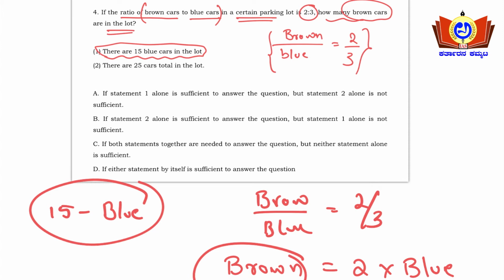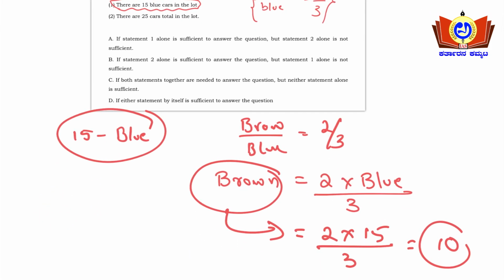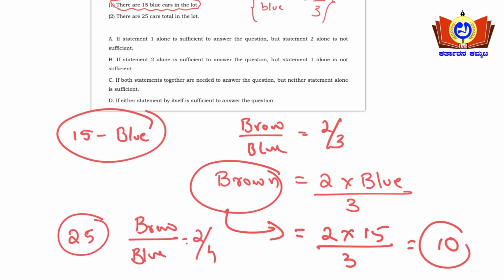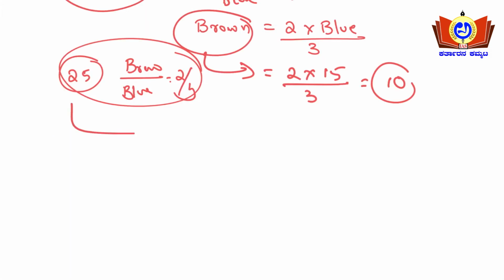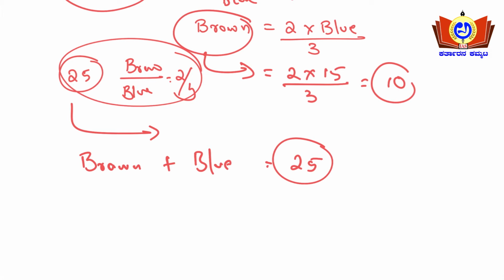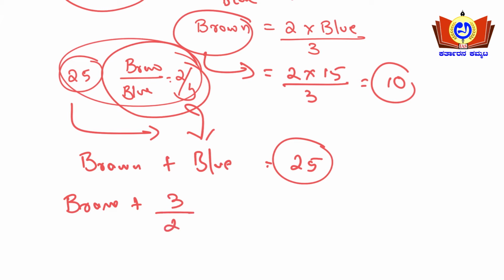Statement 2 also we need to check here, friends. There are 25 cars in total, and we know that the brown to blue ratio is 2 upon 3. That is, 25 in total means brown cars plus blue cars will be 25, my dear friends. Yes or no? By this ratio we can convert it, so brown car plus blue car will be 25.